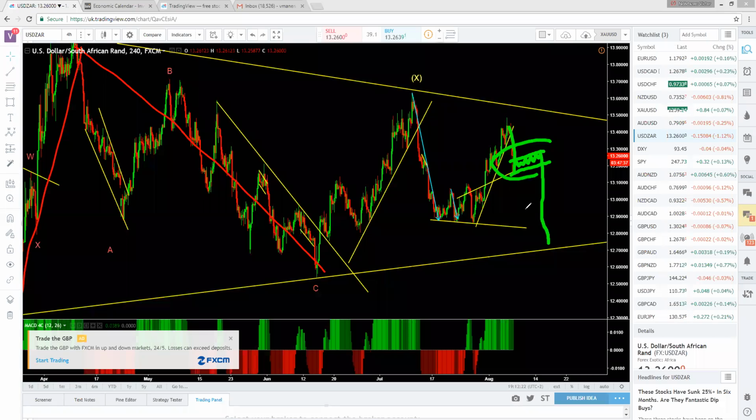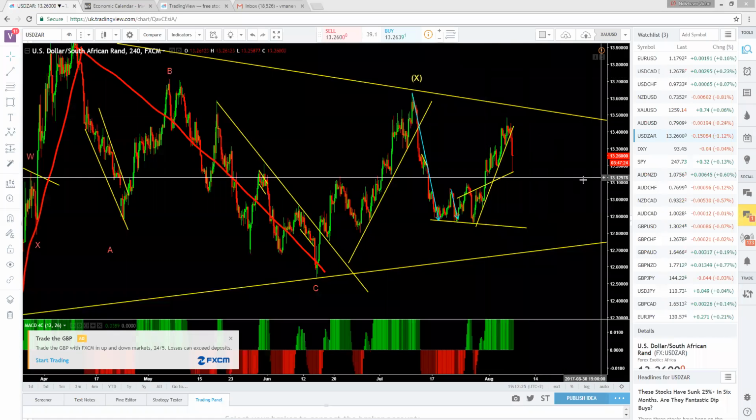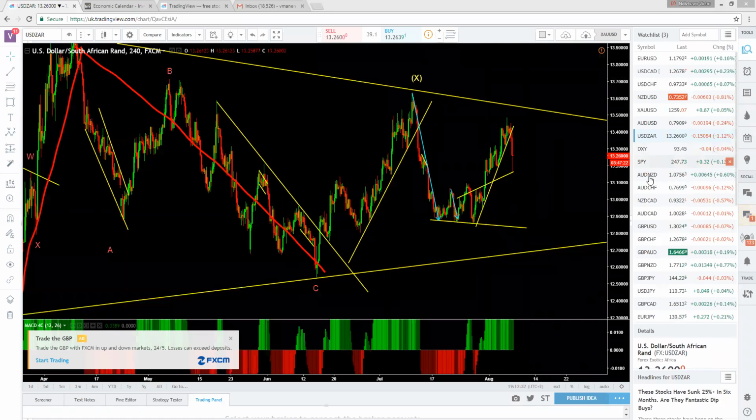This will be a nice entry point. I don't know if it's going to go all the way from here or if this pattern is going to form somehow. But for now, if we get an opportunity to sell the US dollar ZAR, I'll be selling it. That is US dollar ZAR. And my favorite pair is Aussie New Zealand. Load Aussie New Zealand.